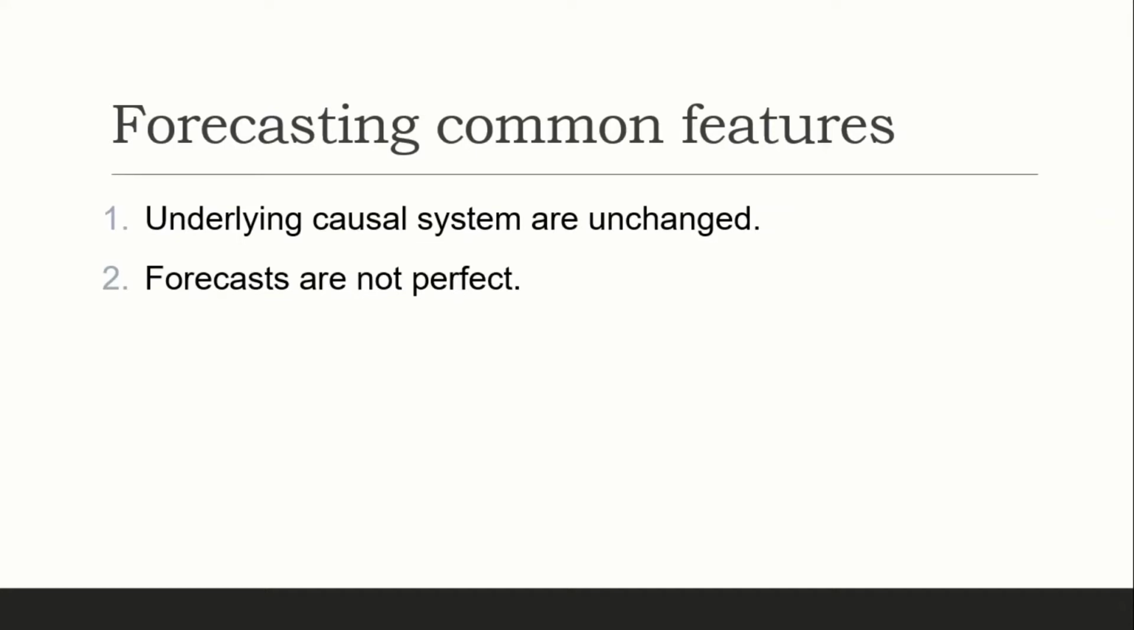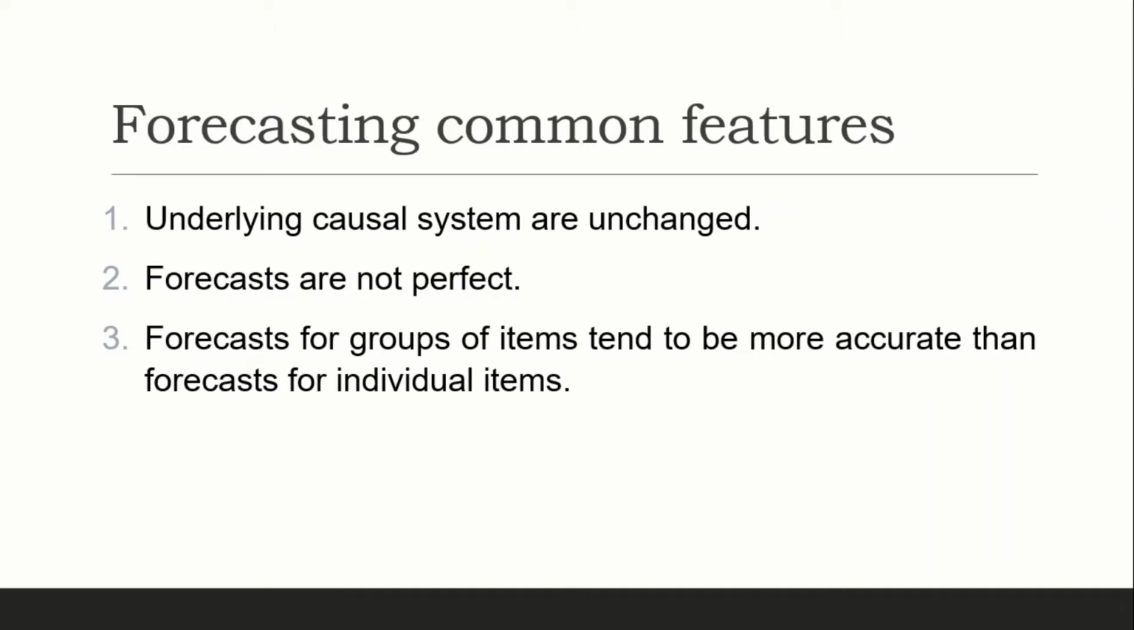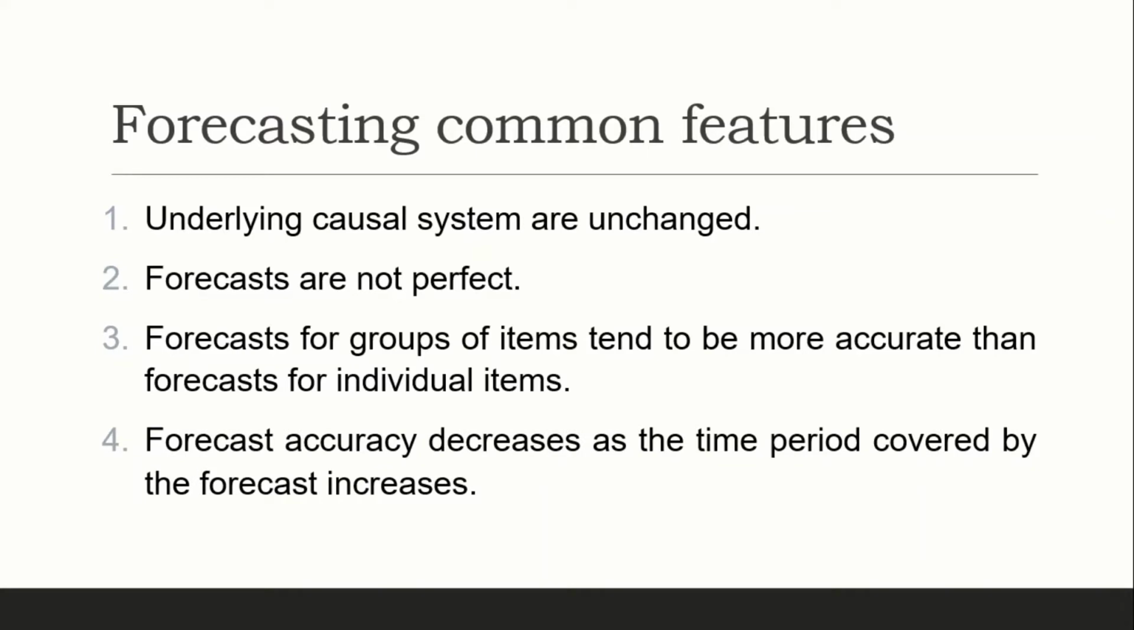So, allowances should be made for forecast errors. 3. Forecasts for groups of items tend to be more accurate than forecasts for individual items because forecasting errors among items in a group usually have a canceling effect. Opportunities for grouping may arise if parts or raw materials are used for multiple products or if a product or service is demanded by a number of independent sources. 4. Forecast accuracy decreases as the time period covered by the forecast, the time horizon, increases. Generally speaking, short-range forecasts must contend with fewer uncertainties than longer-range forecasts, so they tend to be more accurate.